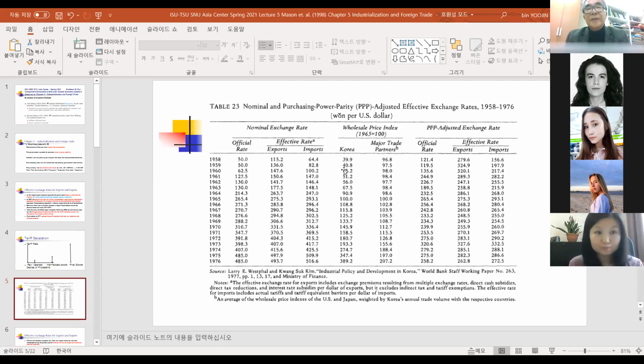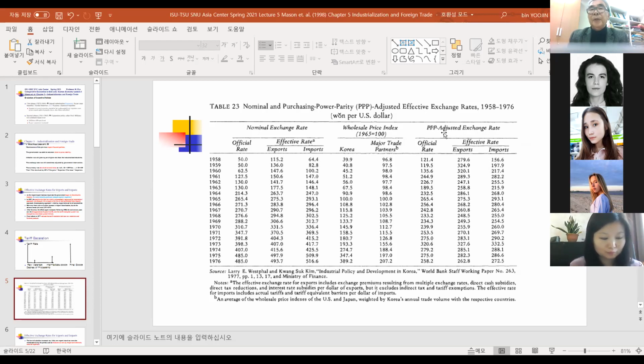The wholesale price index is here. You can see major trade partners. Korea's inflation was a lot higher, 389, based on 100 as the base year. Major trade partners were 207. So if this country, Korea, was a more inflationary country, then the effective rate should be further depreciated. That's what we call the PPP adjusted exchange rate.